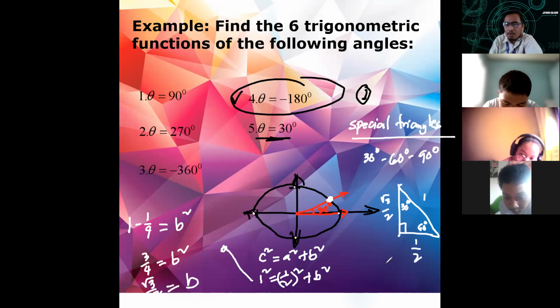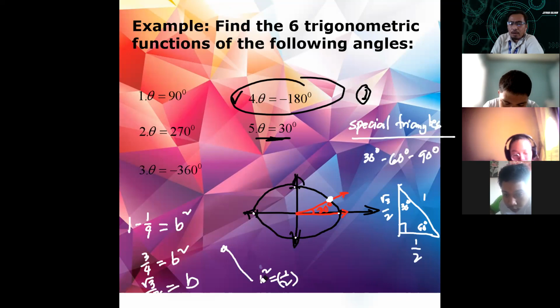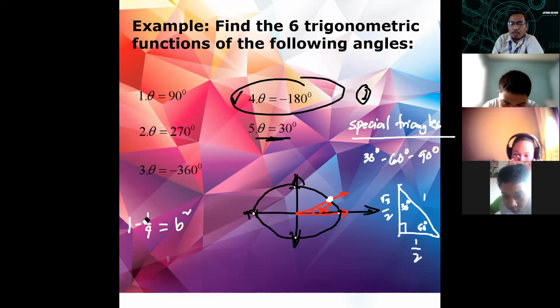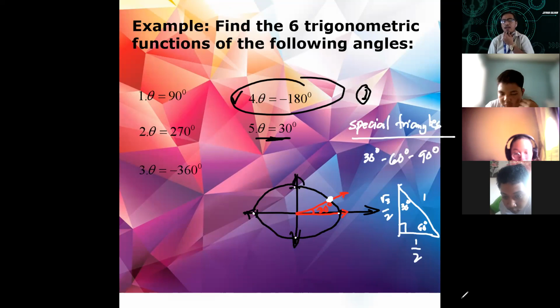The first thing to remember is that the opposite of 30 degrees is 1/2. Always bear in mind, in the special triangle, the opposite of 30 degrees is 1/2. The opposite of 60 is square root of 3 over 2. And the longest side is 1. That is for the 30, 60, 90 degrees triangle.